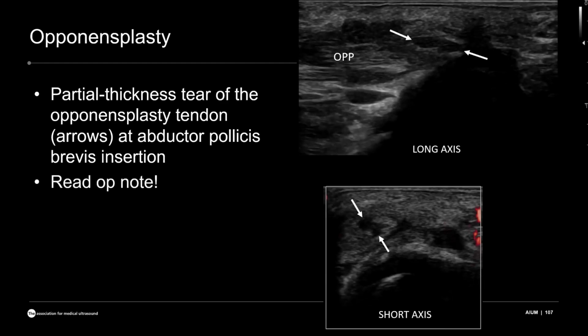But again, like the last case, you really want to read the op note. Otherwise, you will really suffer going through these cases if you are not sure what exactly the surgeon did.